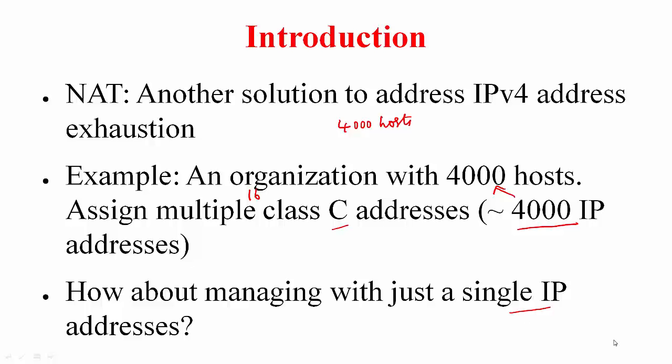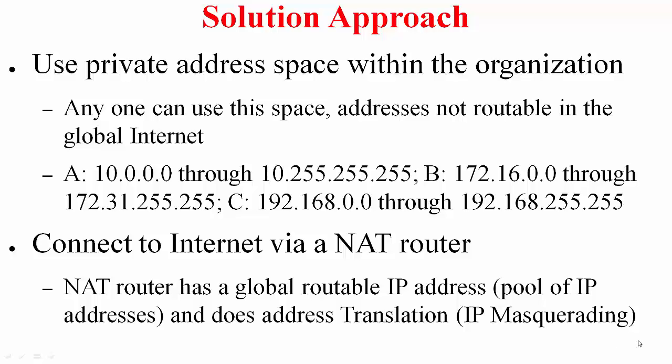NAT does exactly this. That is, it manages with just a single IP address. Curious on how it does? Let's see. So it relies on this private IP address space that we covered before. Remember, this address space, you don't have to register with the RIRs. Anyone can use this space. But the problem is these addresses, the private IP addresses, are not routable in the global internet. If a router saw a destination address as a private IP address, it's just going to drop the particular packet.